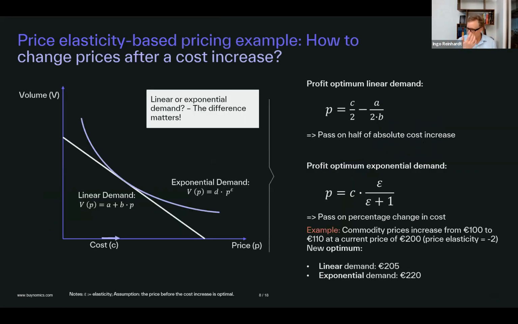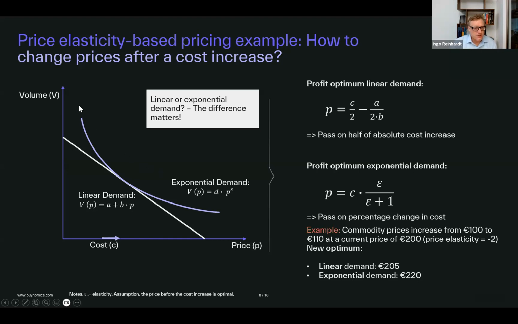A simple example is that we can come back to the inflation scenario. A typical question is, my costs have gone up by a certain percentage. What is the profit optimal price reaction to that change? That's also very straightforward, but it depends on what type of demand function we have. Let's say we have a linear demand function, so we always lose the same number of units for the same absolute price change. Then the profit optimal price is determined by this formula here, and that means we always need to pass on half of the absolute cost increase.